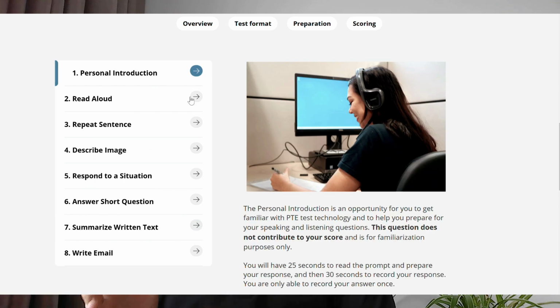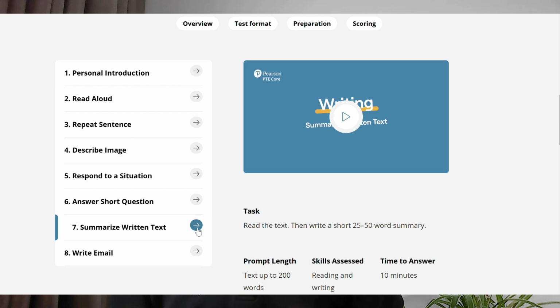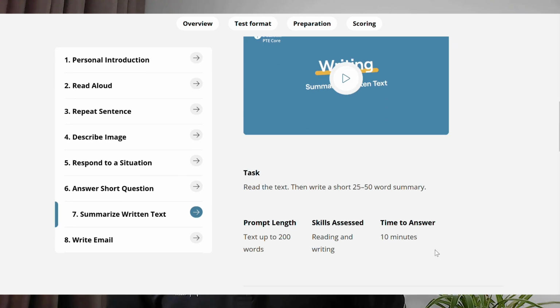You have to read a paragraph of up to about 300 words and then summarize it in 1 to 2 sentences. So I want to share with you 2 different strategies that you can use in 2025. I'm also going to talk about the changes that have been made to the PTE Core exam since last year, because there have been a lot of updates that you should be aware of.